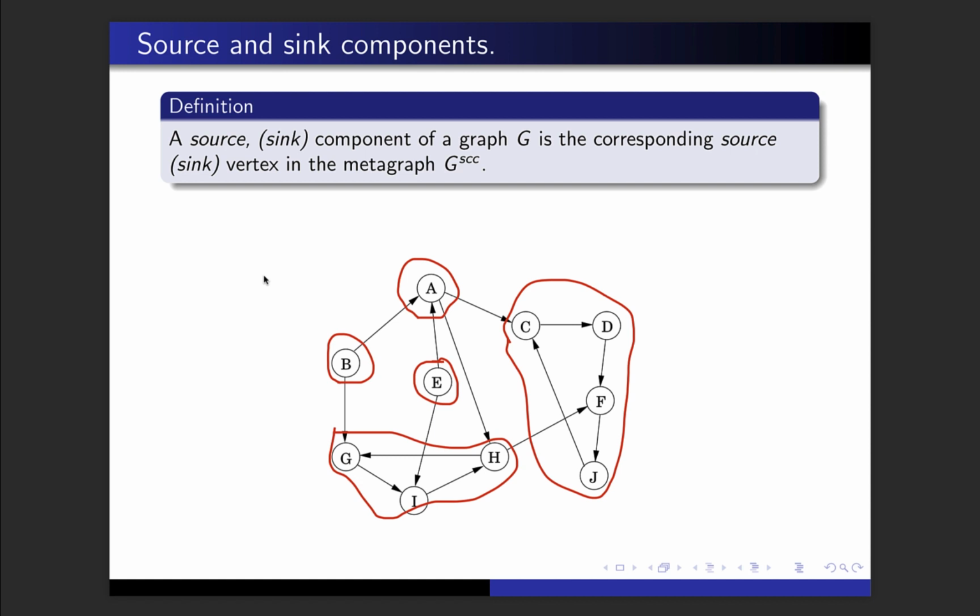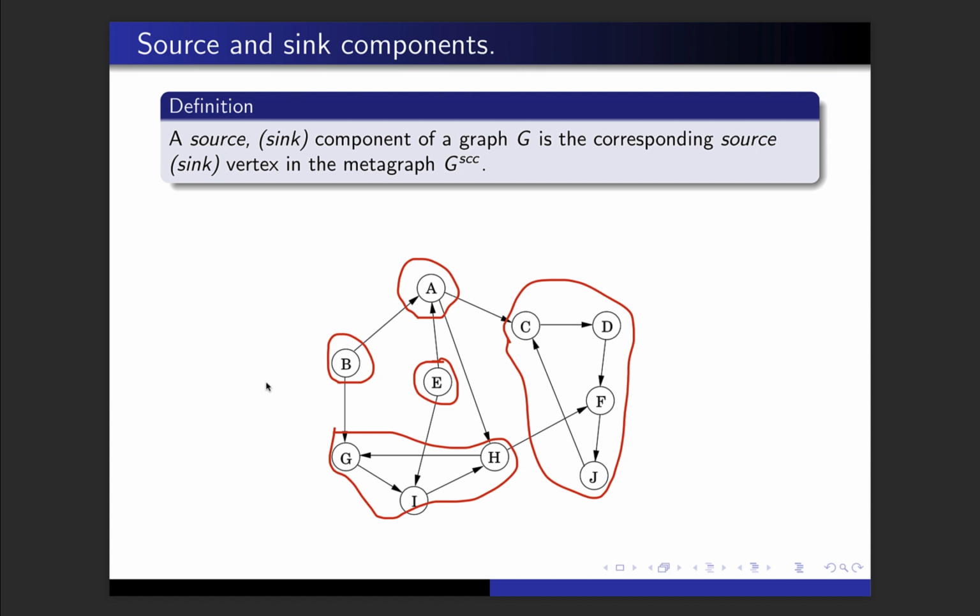So if the strongly connected component metagraph is an acyclic graph, we can label a vertex in this big graph, or in other words, a component in the original graph, as a source component or a sink component. And that will correspond to the same notion of source vertex and sink vertex. A component is a source component if it has only edges coming out of it.